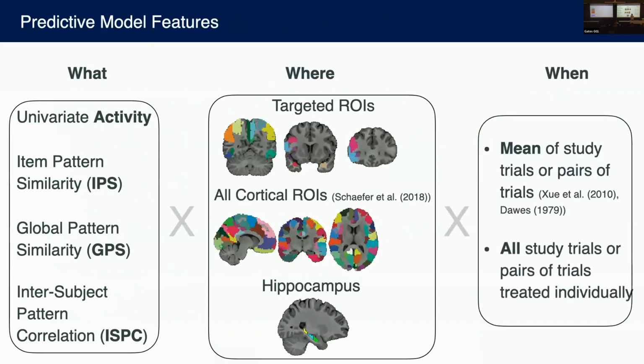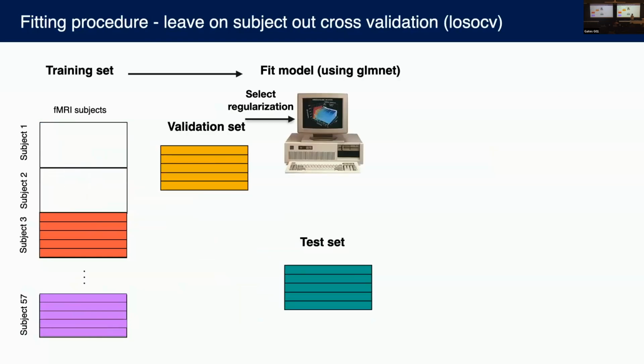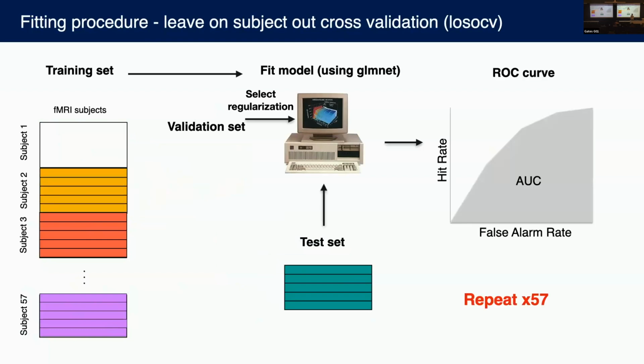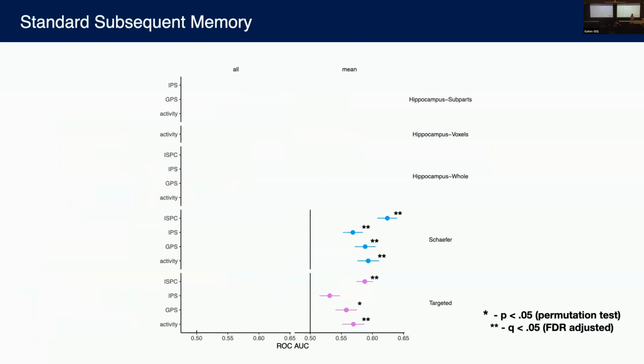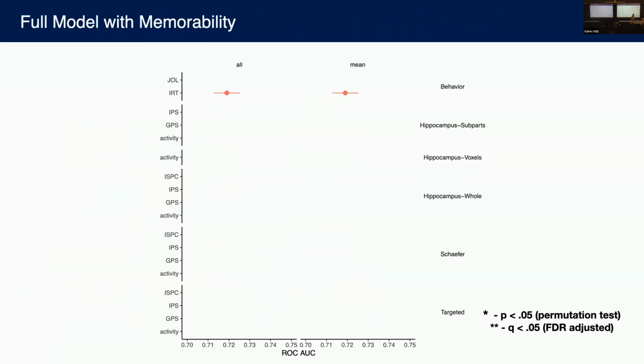I won't go into this too much. We're going to use cross-validation to estimate the models. This is pretty standard stuff, I think, for this audience. The basic story is that if we just use the standard subsequent memory approach, we do see lots of signals. Everything correlates with memory like we'd expect. We see lots of stuff, basically replicating a lot of studies from the past. The problem is that when we fit the full model with these memorability scores, the memorability score itself already predicts memory pretty well.